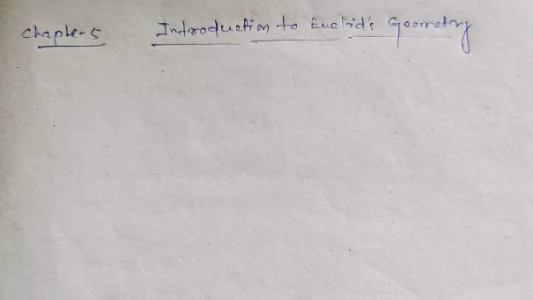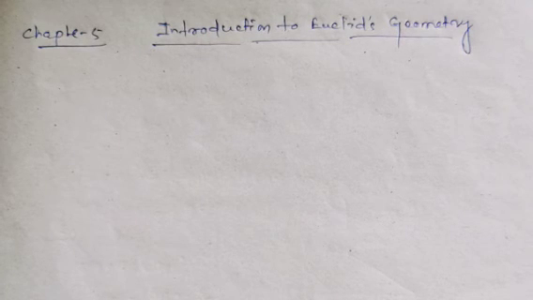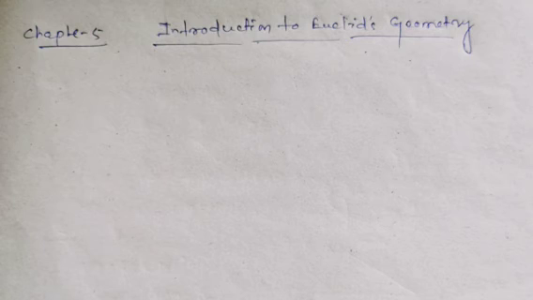Today we are going to discuss Introduction to Euclid's Geometry, which is chapter 5, class 9. In this chapter we will study different definitions, axioms and theorems. So before we proceed, we should know what geometry is.